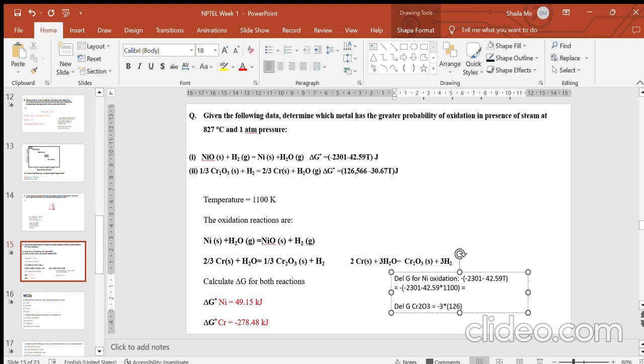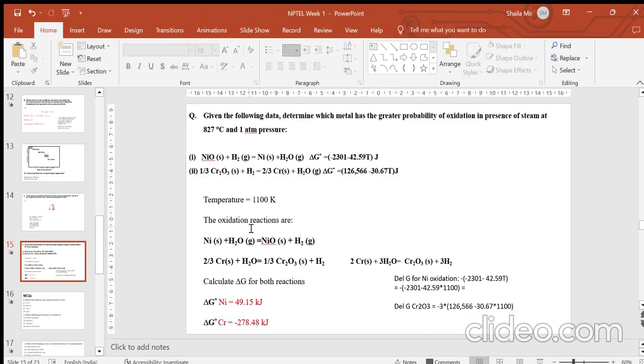So now we can write the delta G for chromium, that is the chromium oxidation, that is equal to negative of negative 3 times 126,566 minus 30.67 times the temperature, that is 1100. So can you calculate the delta G for the two equations?